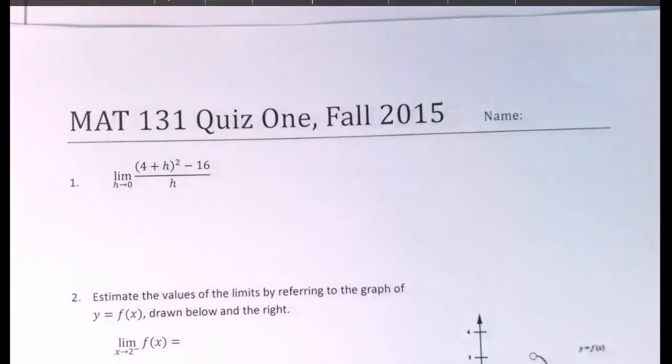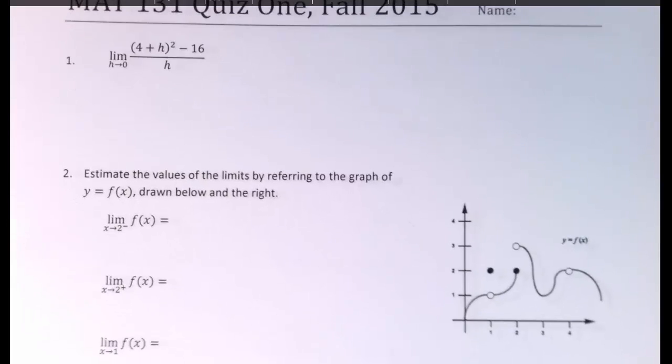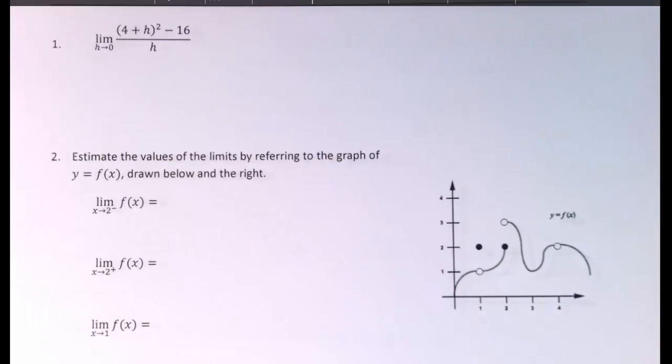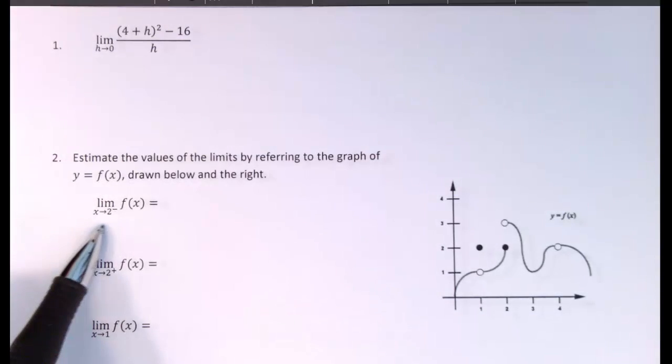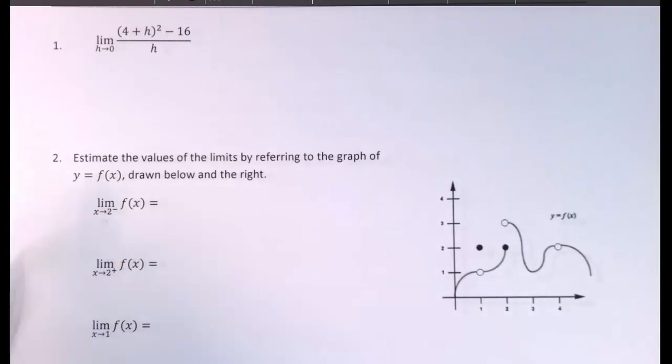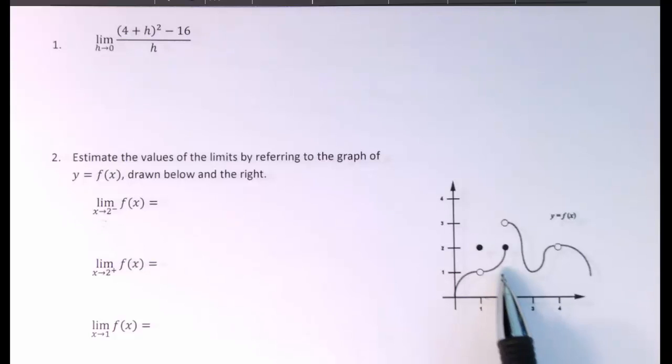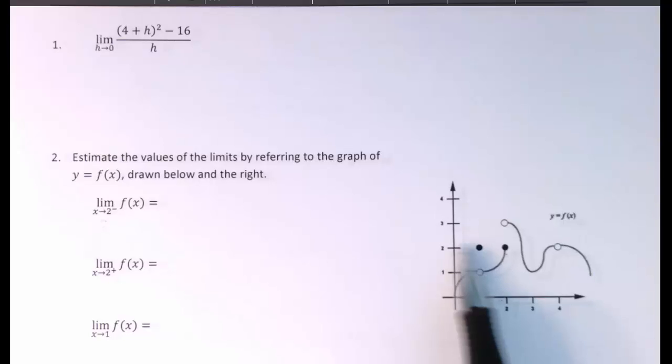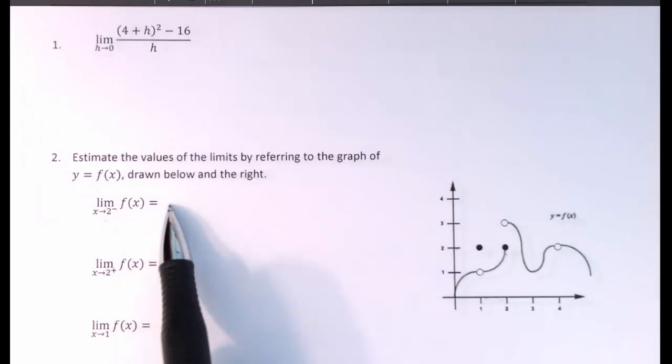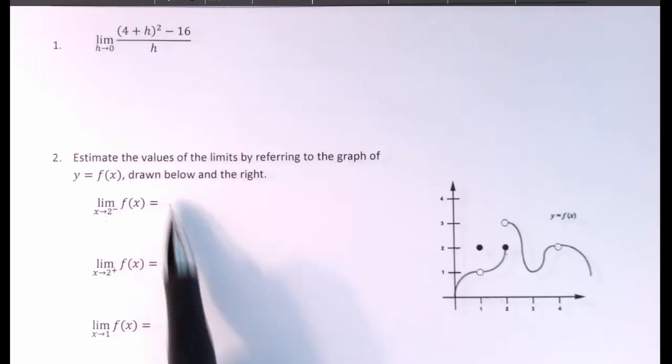In problem number 2, we're asked to compute some limits by looking at the graph of y equals f of x. In the first problem, we're asked to compute the limit as x tends to 2 from the left. So our x values should approach 2, but from the left-hand side. That means we'd be following the curve along this portion, and those heights get close to 2. So the limit as x tends to 2 from the left of f of x is 2.